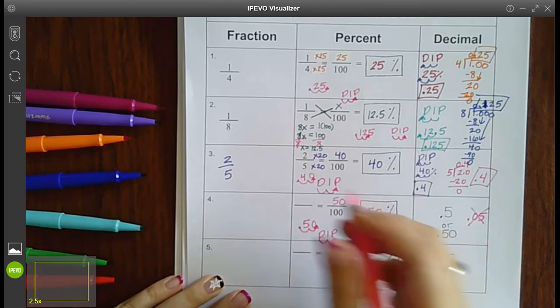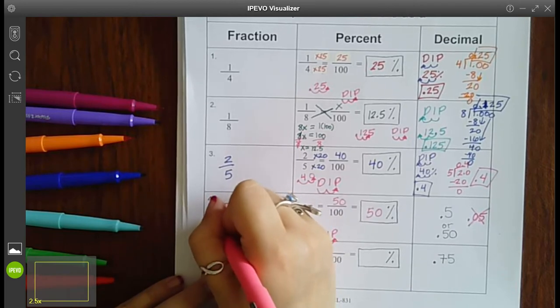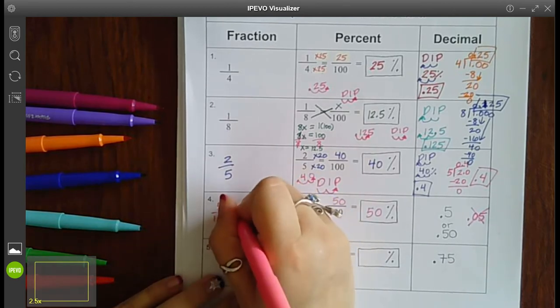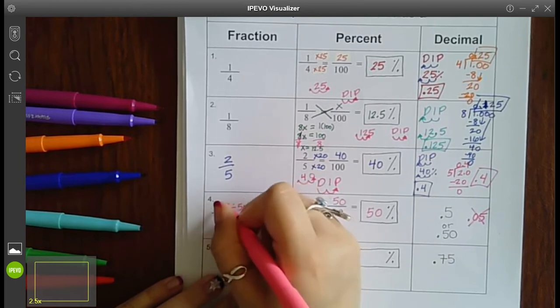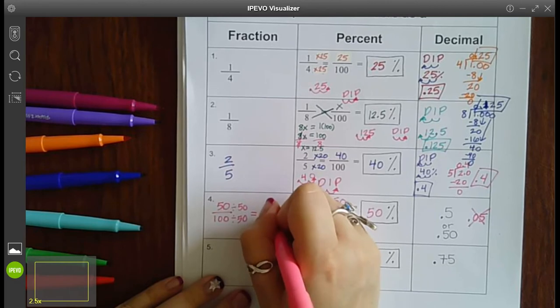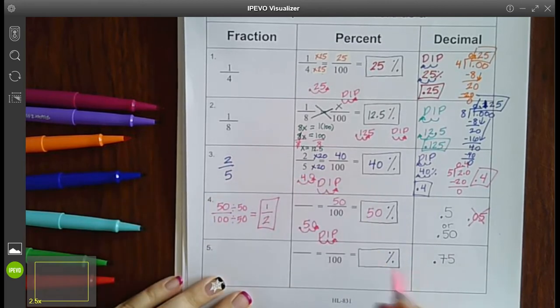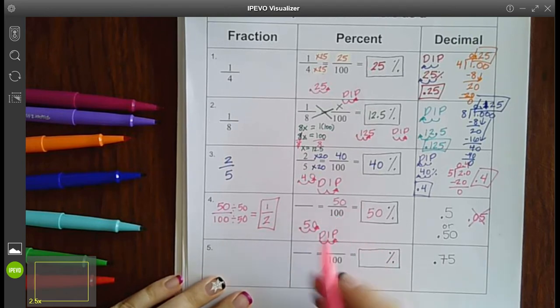Correct? So I can use that to then figure out what it is as a fraction. Can I reduce this? Yes, I can if I divide by 50. 50 divided by 50 is 1. 100 divided by 50 is 2. So 50% is 1/2. Well, that makes sense. If you get half of 100%, you get 50%, and percent is always out of 100.